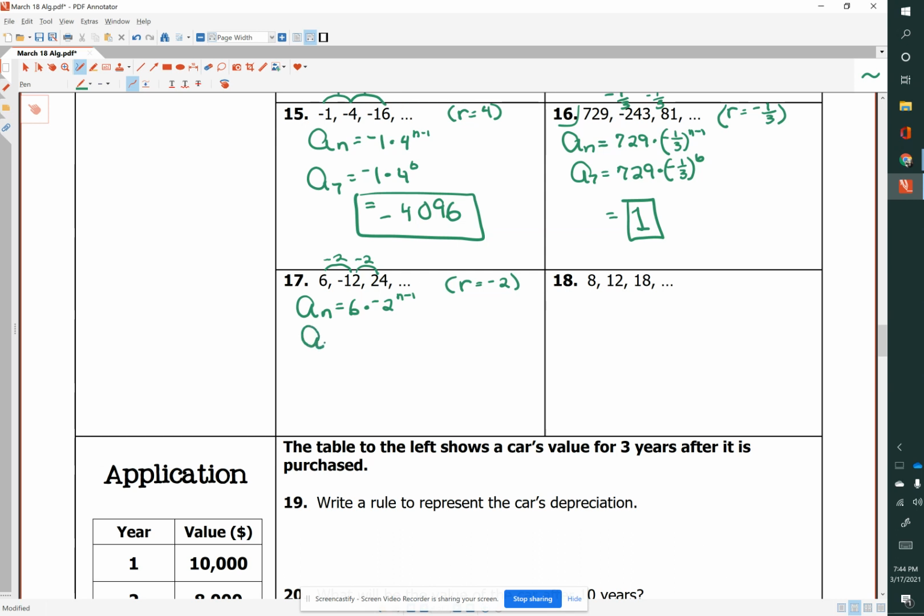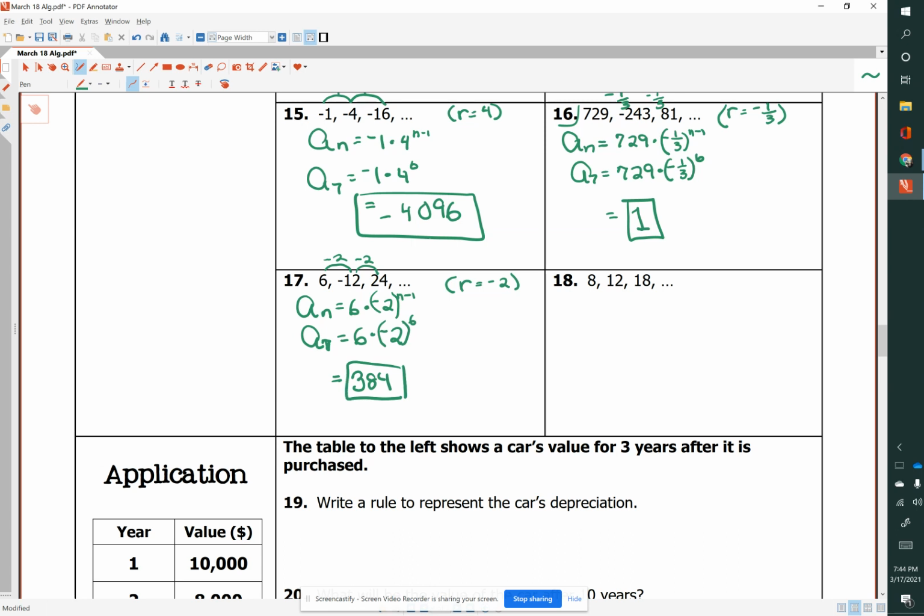So if I want to find A sub 7, the 7th term of the sequence, I'm going to multiply 6 times -2 to the 6th power. You need to put -2 in parentheses, especially when you use your calculator, or it won't include the negative sign. And when you do evaluate that on the calculator, it will come out to 384.